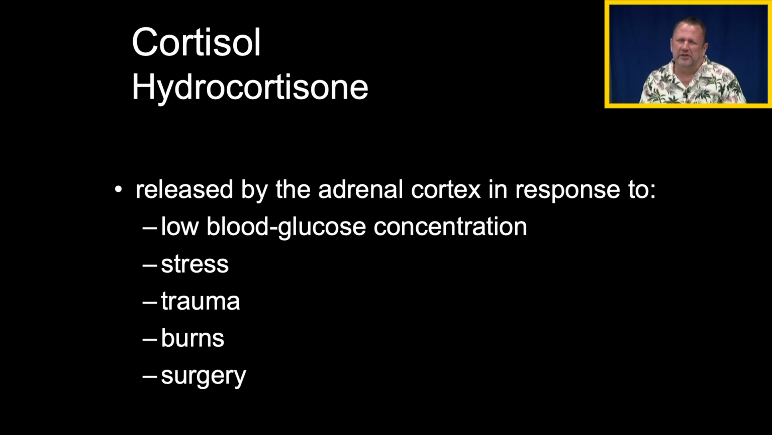All right, so let's talk about cortisol, hydrocortisone. It's released by the adrenal cortex in response to low blood glucose concentration. That's how cortisol, hydrocortisone, and the related glucocorticoids got their name, because they were released in response to low blood glucose levels, because your body considers low blood glucose levels to be very stressful. And so cortisol will be released in times of stress, trauma, burns, surgery. Keep this in mind. Some people, if they have a certain disease process, Addison's disease, will need a hydrocortisone injector in case they have stress or trauma.